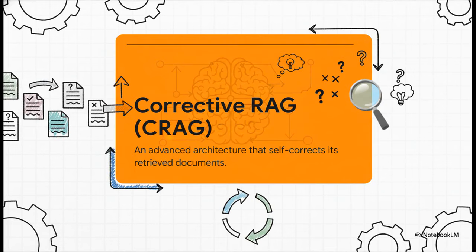But wait, it gets even smarter than that. We're now seeing architectures like corrective RAG, or CRAG, that basically add a layer of self-correction. The system doesn't just blindly trust what it finds. It actually evaluates the retrieved information. It asks itself, is this relevant? Is this high quality? And if the answer is no, it has options. It can fall back on its own built-in knowledge, or it can decide to try searching again with a totally different approach. It's like it's learning to be a better researcher in real time.